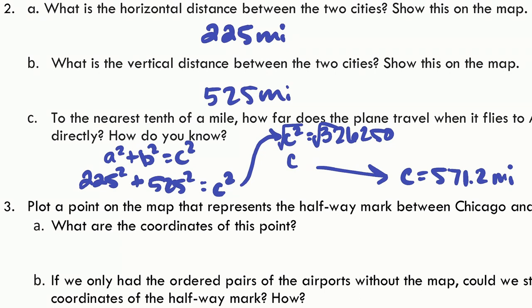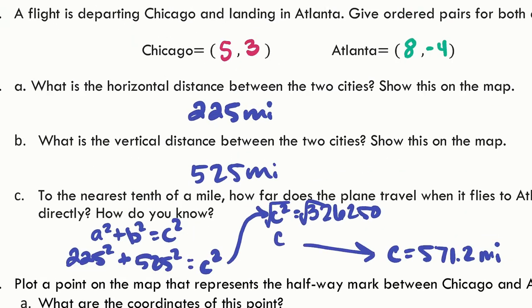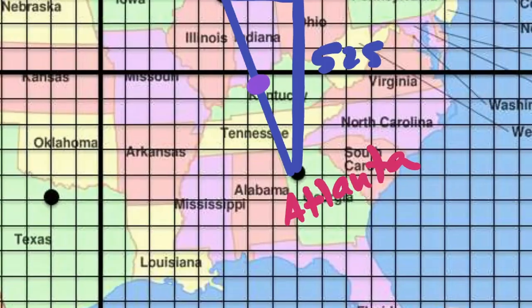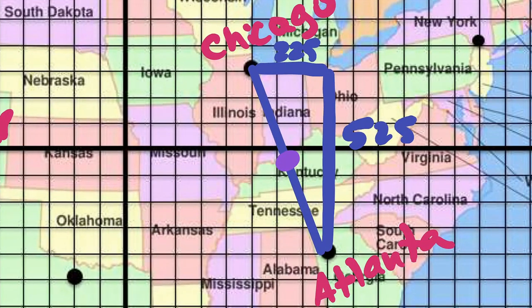All right, and then for number 3, we're going to plot a point on the map that represents the halfway point between Chicago and Atlanta. What are the coordinates of this point? All right, so it looks like halfway is about right here. If you were going to guess at those coordinates, what would you guess? 6.5, -0.5. Yeah. -0.5. Right.